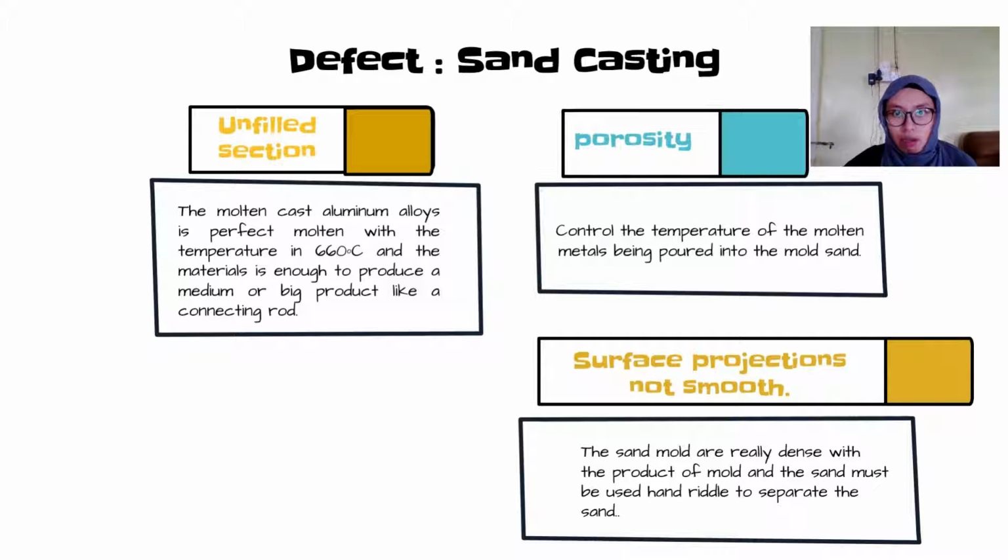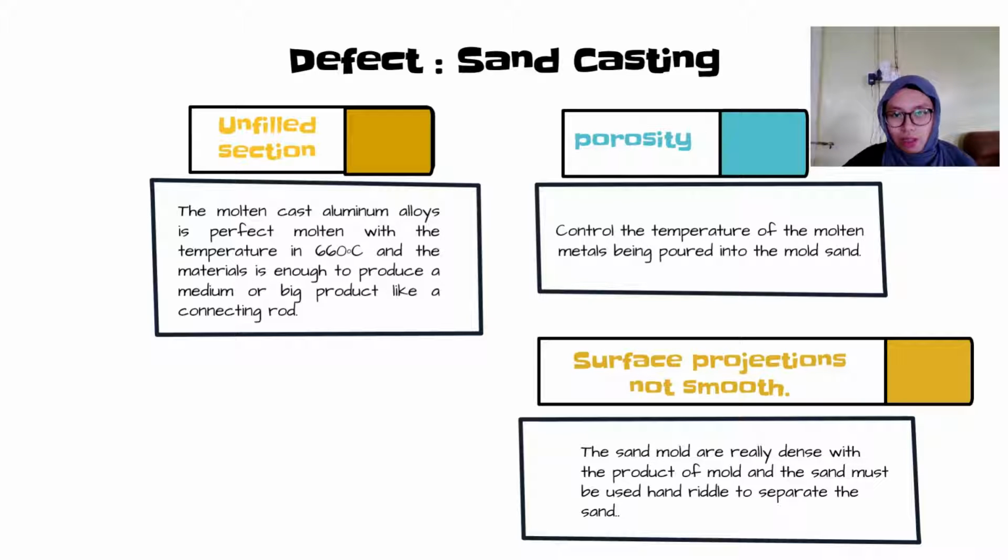Next slide. I will present about defects in sand casting and the joining process. A defect in sand casting is an unfilled section when finishing occurs. This is caused by the materials not being fully molten at the specified temperature. The defect can be reduced by making sure the molten cast aluminum alloy is perfectly molten at a temperature of 660 degrees Celsius, and that there is enough material to produce a medium or big product like a connecting rod.